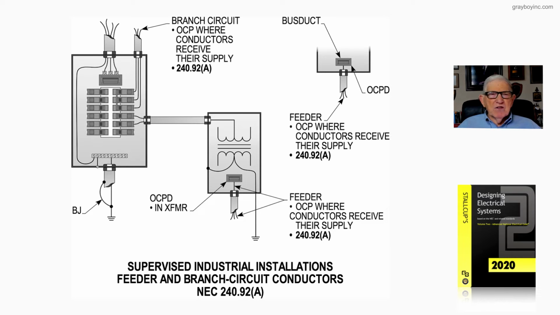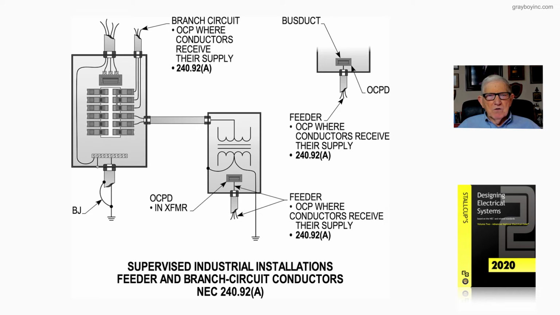Wherever these conductors receive their supply, you need overcurrent protection. Look at the branch circuit overcurrent device where the conductors receive their supply. There's no overcurrent device. There's no overcurrent device feeding this transformer. And notice on the secondary side of that transformer, that's not a tap. See, we have an overcurrent device there protecting those conductors.